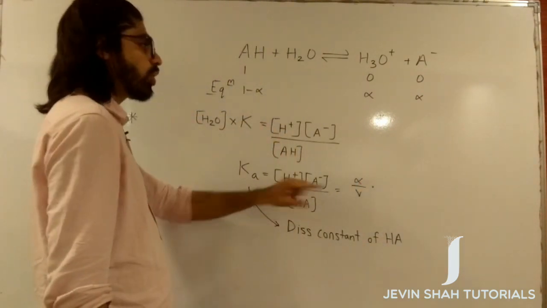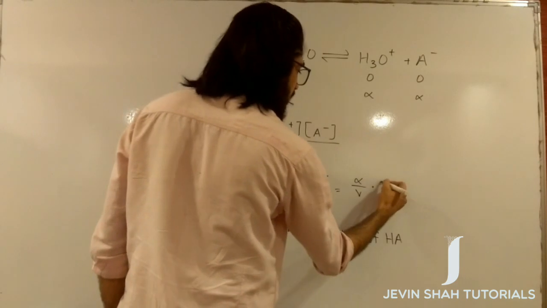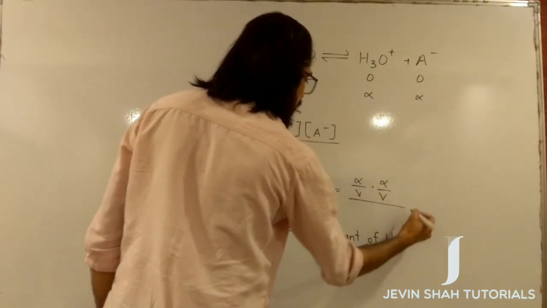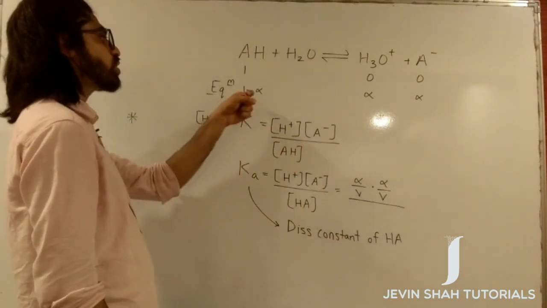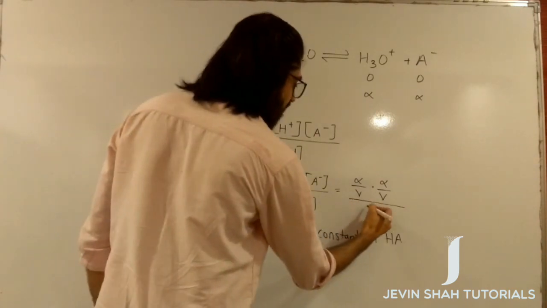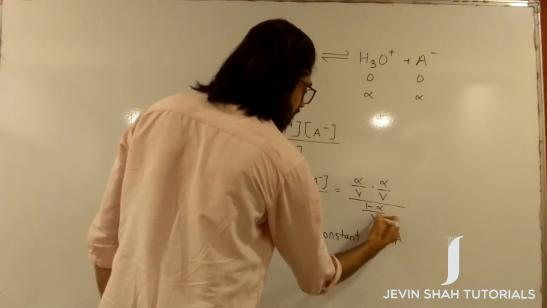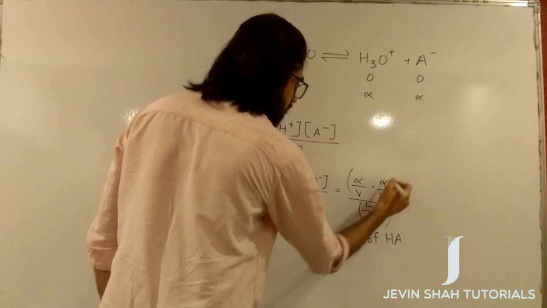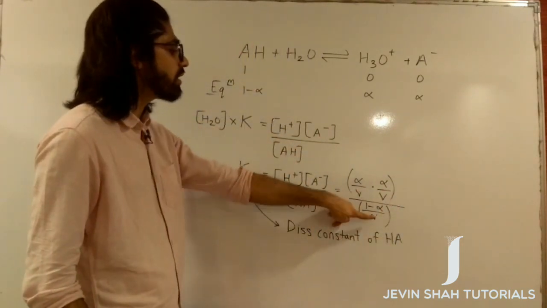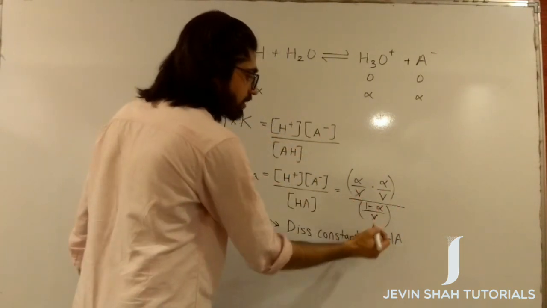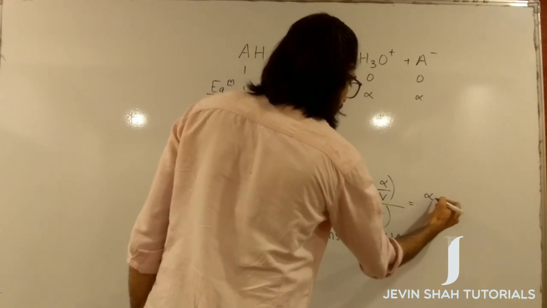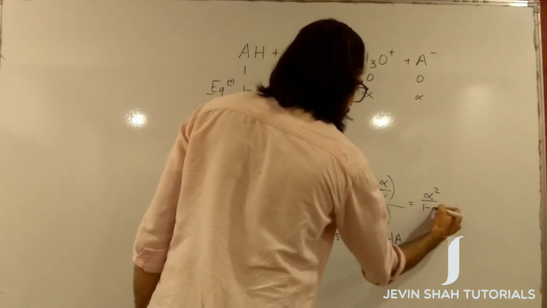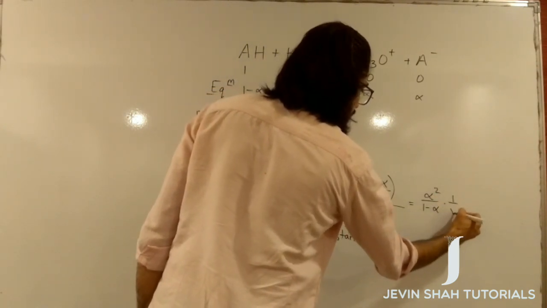So concentration of H plus will be alpha upon V, multiplied by concentration of A minus will also be alpha upon V. The full thing divided by the concentration of HA, and that is going to be 1 minus alpha the whole upon V. You can cancel out a V here and a V here. That will leave you with alpha square upon 1 minus alpha the whole into 1 upon V.